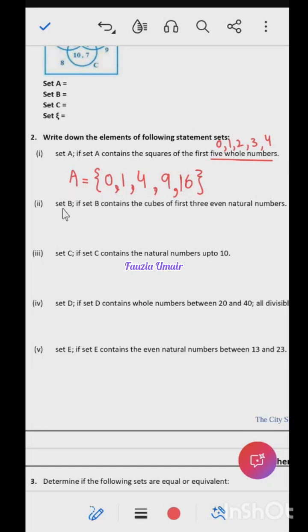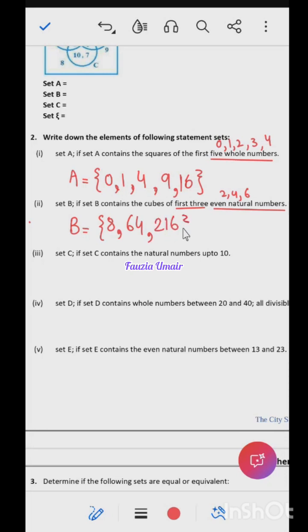Now let's write down set B. You need to tell me one by one. Set B contains cubes of the first 3 even natural numbers. So Mohit, what are the first 3 even natural numbers? 2, 4 and 6. But we need to take cubes of these numbers. So what elements will be in B? What is 2 cube? 8. 4 cube is 64, and 6 cube is 216.